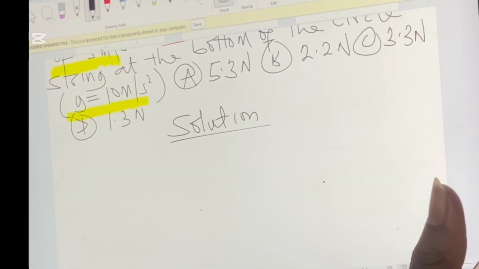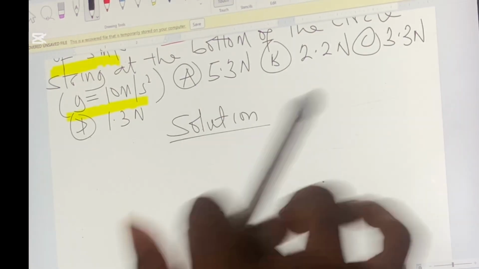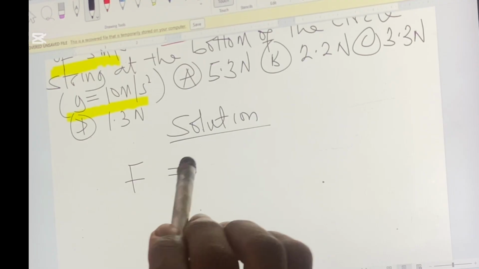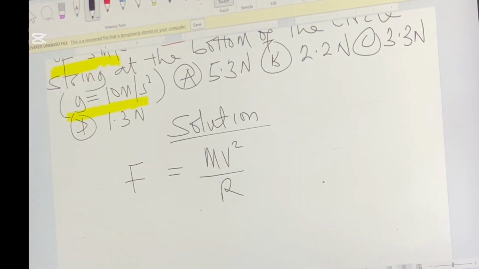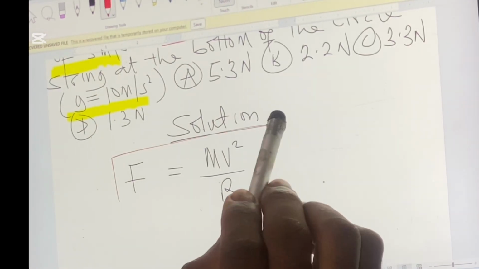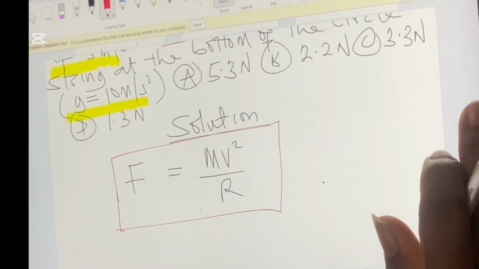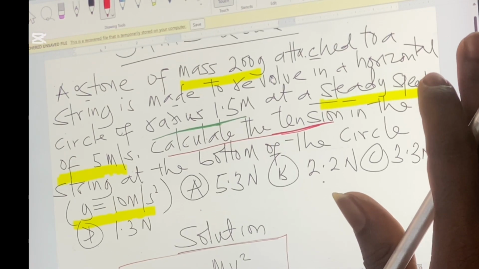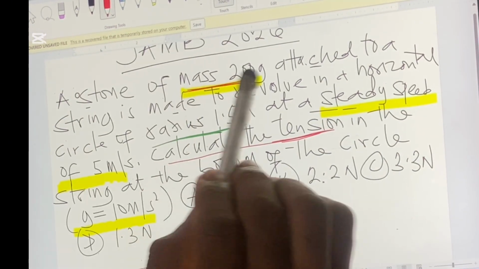So the formula for that solution. Now the formula for a force in a circle is F is equal to mv square over r. Please take note of this, okay? And we call this particular formula here centripetal force, okay? So class, let's list out the given parameters from the equation here. The given parameters here are mass.